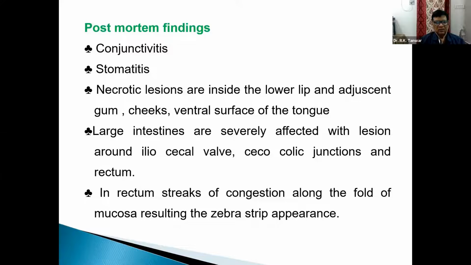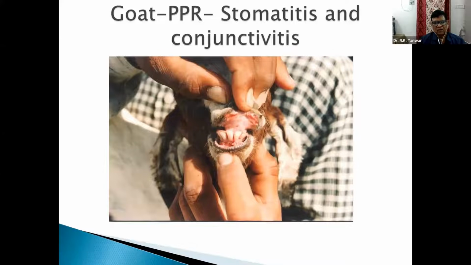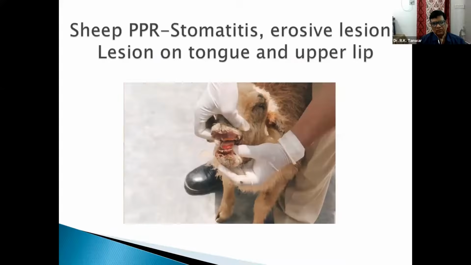Postmortem findings: conjunctivitis, stomatitis, necrotic lesions inside the lower lip, adjacent to the gum, cheek, ventral surface of the tongue, large intestine, and rectum. There is a zebra striping appearance. Very good finding. In one outbreak, I took some photos of this. There is a nasal discharge, conjunctivitis. Erosive stomatitis, showing the involvement of the gums. Even the tongue is also involved.